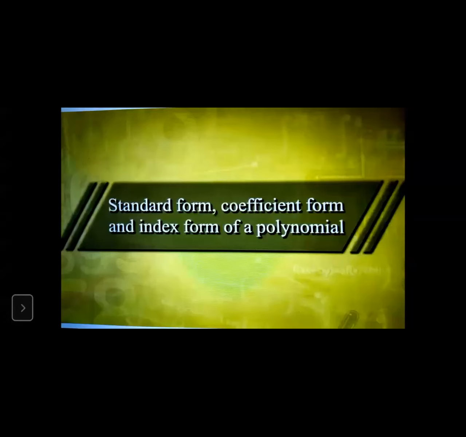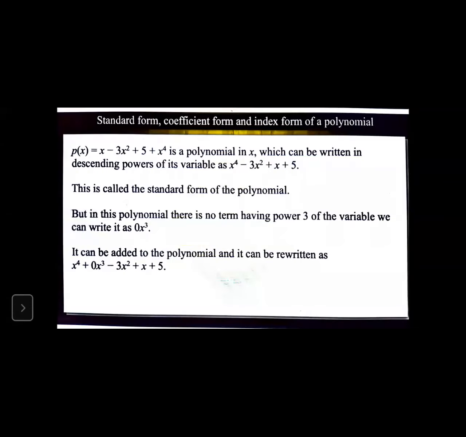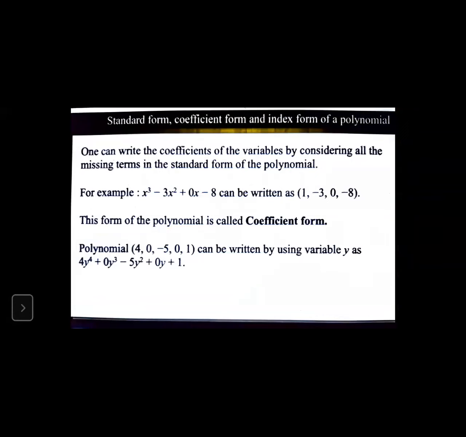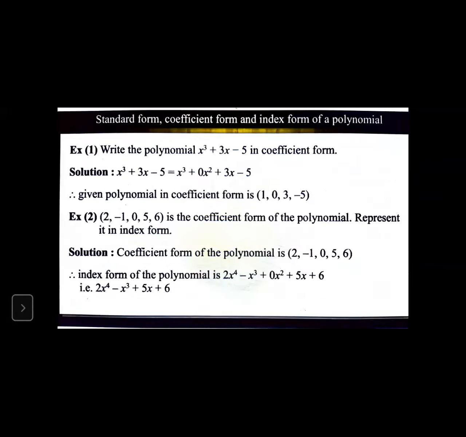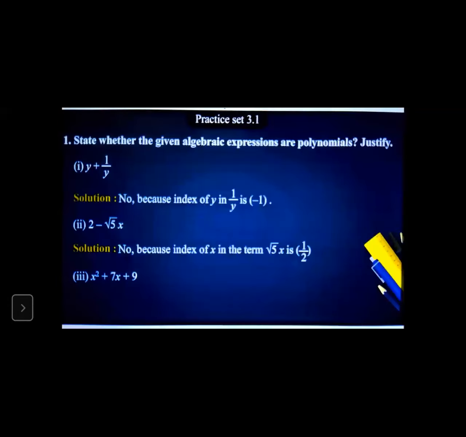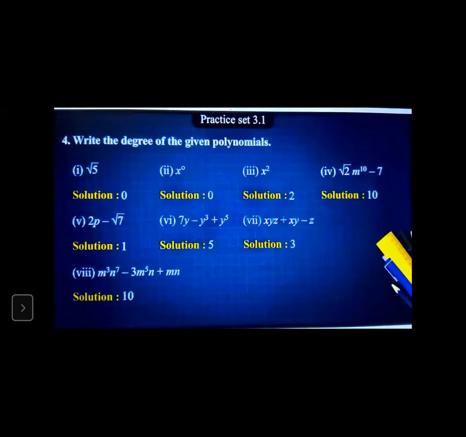On Friday and Saturday, let's go through what we have learned, and then we will move forward. We studied the degree of the polynomial in more than one variable, types of polynomials based on degree and based on terms. We have seen how to convert an expression into standard form, coefficient form, and index form of a polynomial. We solved several textbook examples, and then practice set 3.1 is also done.